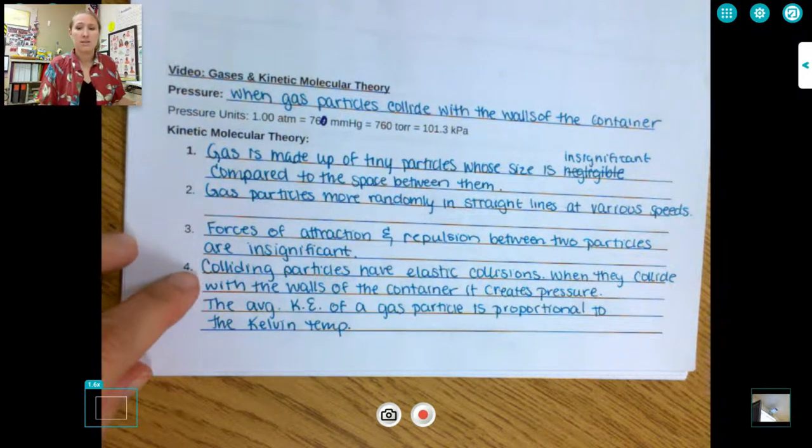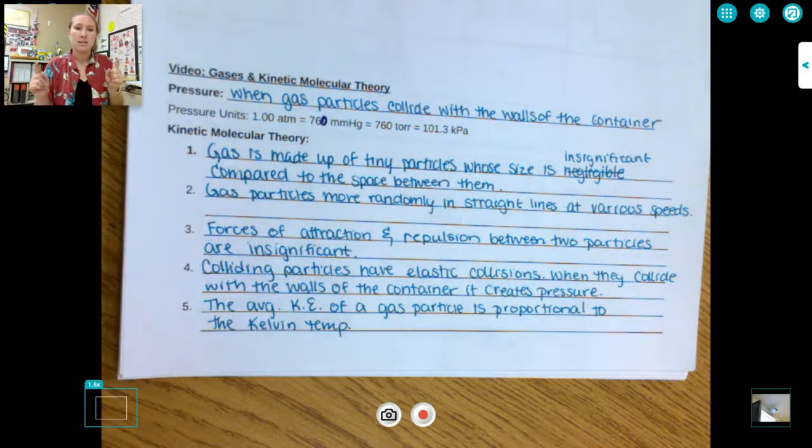Then colliding particles have elastic collisions. And when they collide with the walls of the container, that creates the pressure. An elastic collision means that when 2 of them collide, they just bounce right off each other in the opposite direction they came from. They don't stick. They don't hover around each other. They just bounce and go away. The same thing happens with the walls of the container, it just bounces off and goes about its way.